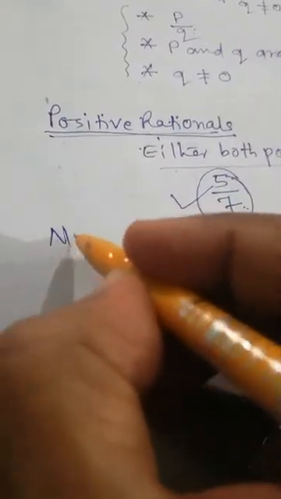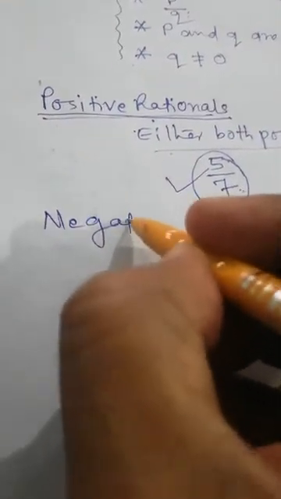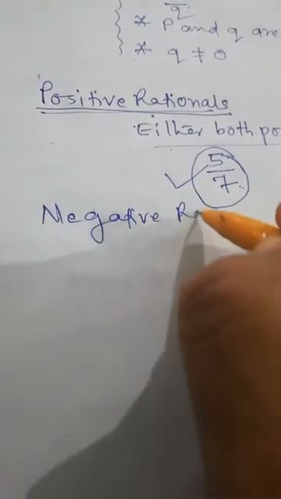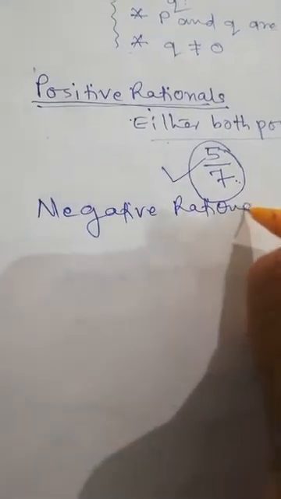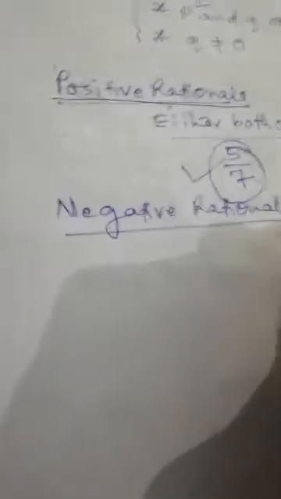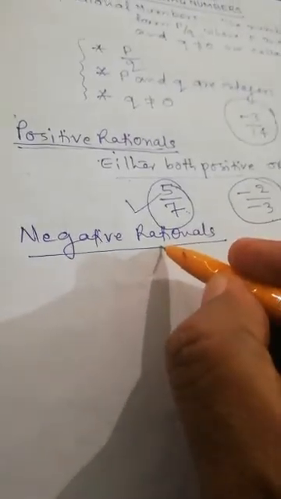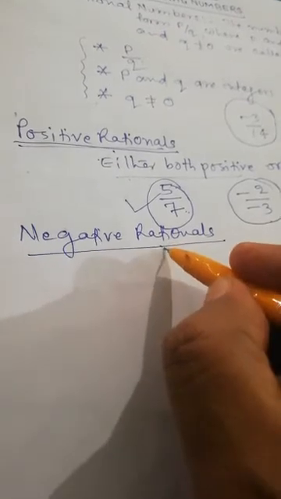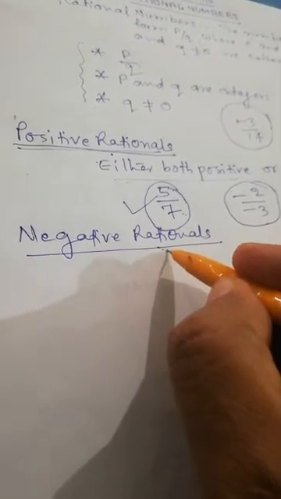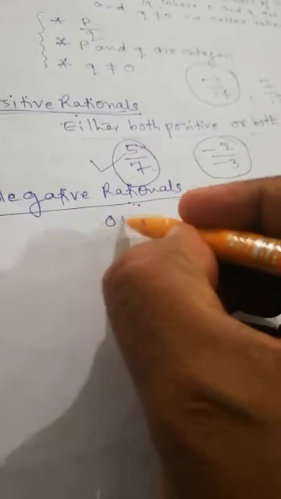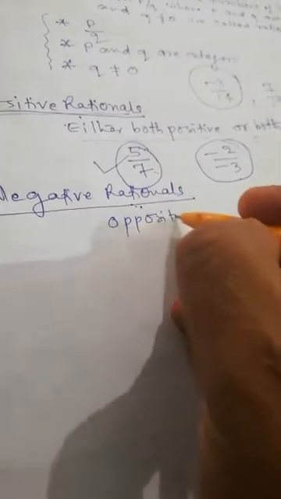Similarly, negative rationals. A rational number is said to be negative if its numerator and denominator are of opposite signs.